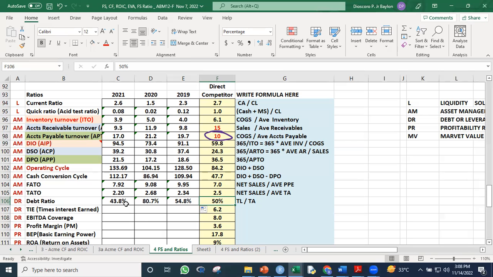And there's a way to compute that. However, that's outside the ambit of this course. So just suffice it to say that that can be computed, and that's what finance does to determine kung ano yung magandang capital structure, at least a range of values, and target the company to have that kind of a capital structure. Okay, aside from debt ratio, we have times interest earned.